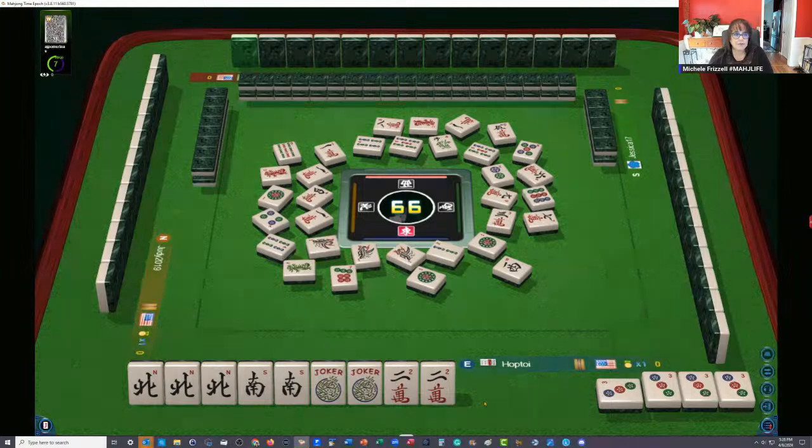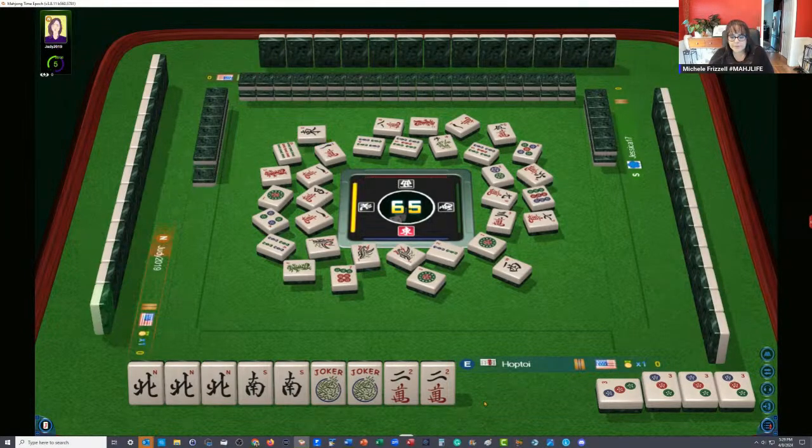We're waiting for the VIP timer. They get 60 seconds. Okay, 9, 8, 7, 6, 5, 4, 3. Can you see that? 2, 1. Here we go. Discard. East wind. Okay, here we go.